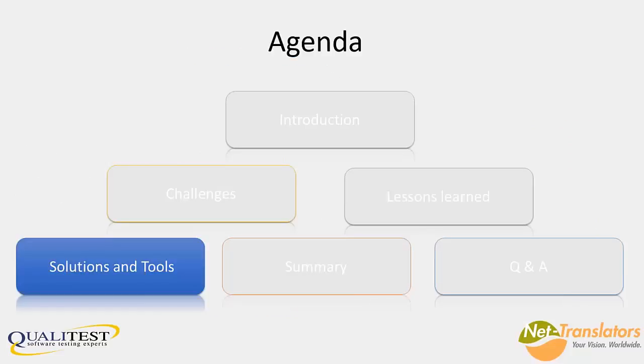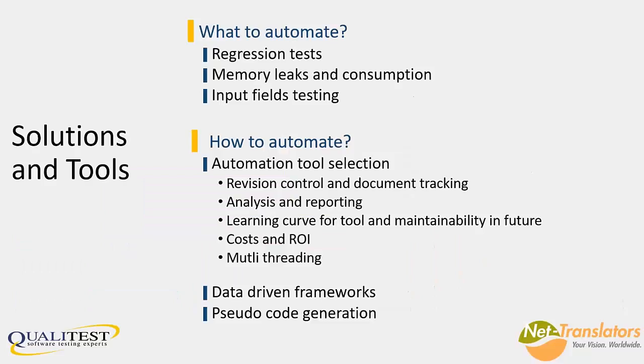Okay. So moving on, folks, let's talk about some solutions and tools. So regarding automation, let's talk about what to automate. The obvious: regression test, repetitive test. I think the less said here is better. Then certain tests related to memory leaks and consumption.